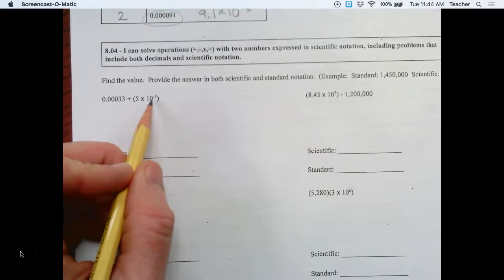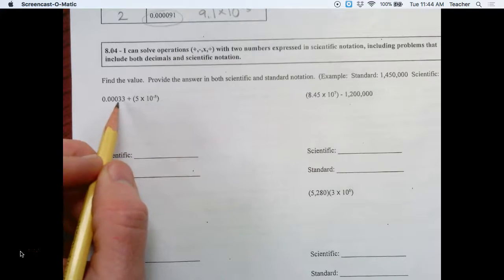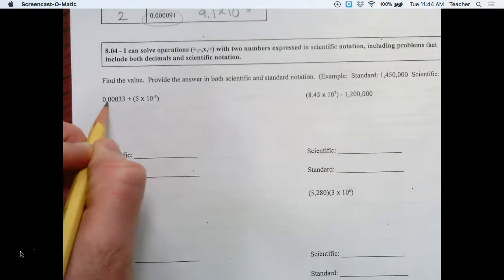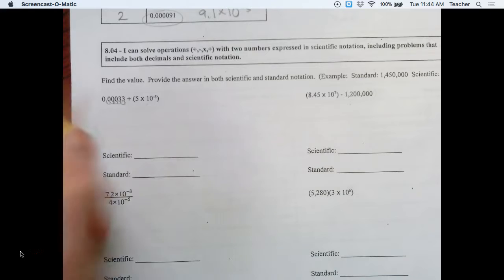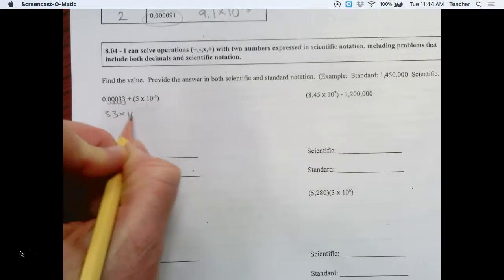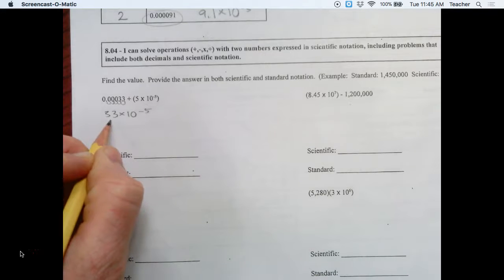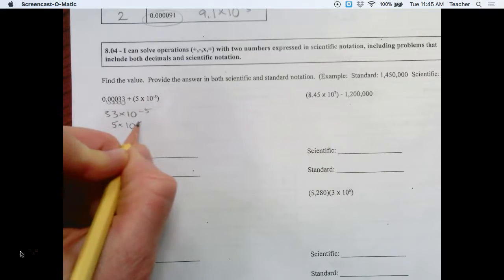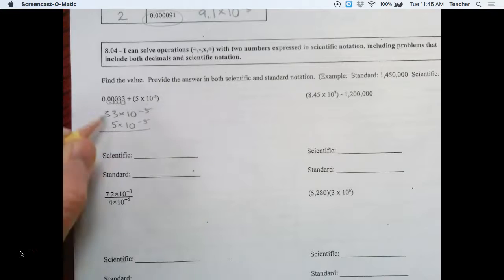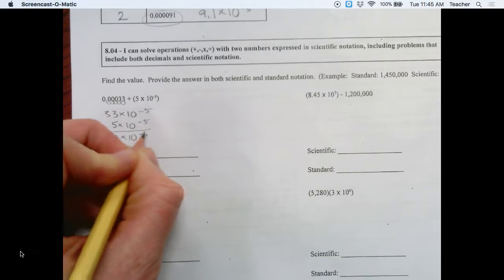So this is 10 to the negative fifth power. So I need to turn this into 10 to the negative fifth power as well so that I can add them. So I'm going to move this 1, 2, 3, 4, 5. That is now 33 times 10 to the negative fifth power. Even though this isn't in proper scientific notation, I at least have it to the same power. And this is 5, 10 to the negative fifth power. Now I can add these. 33 and 5 is 38, 10 to the negative fifth power.